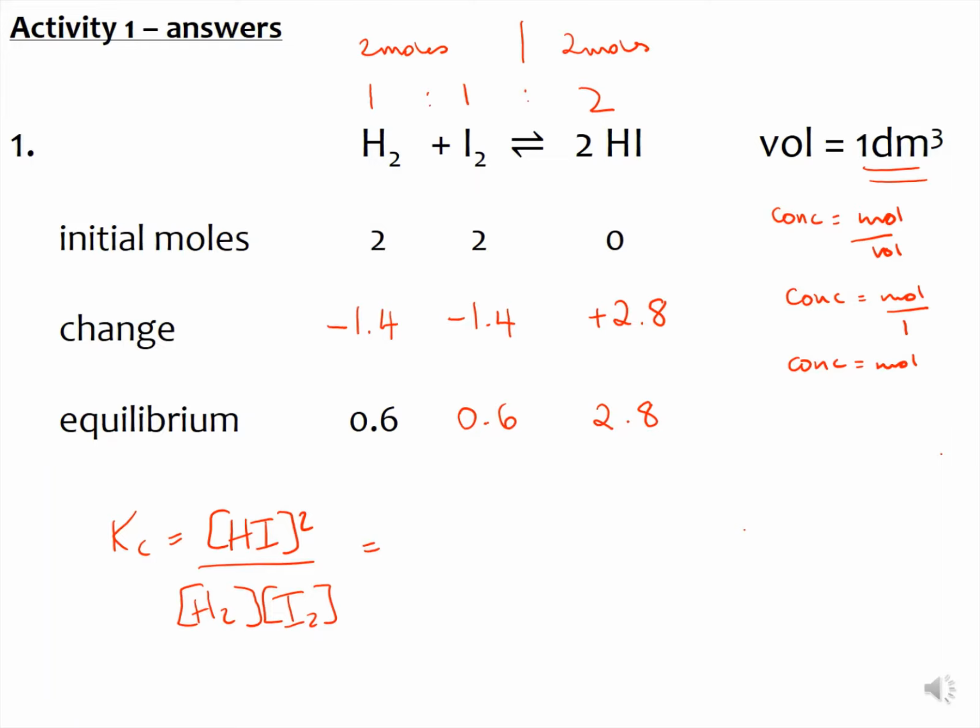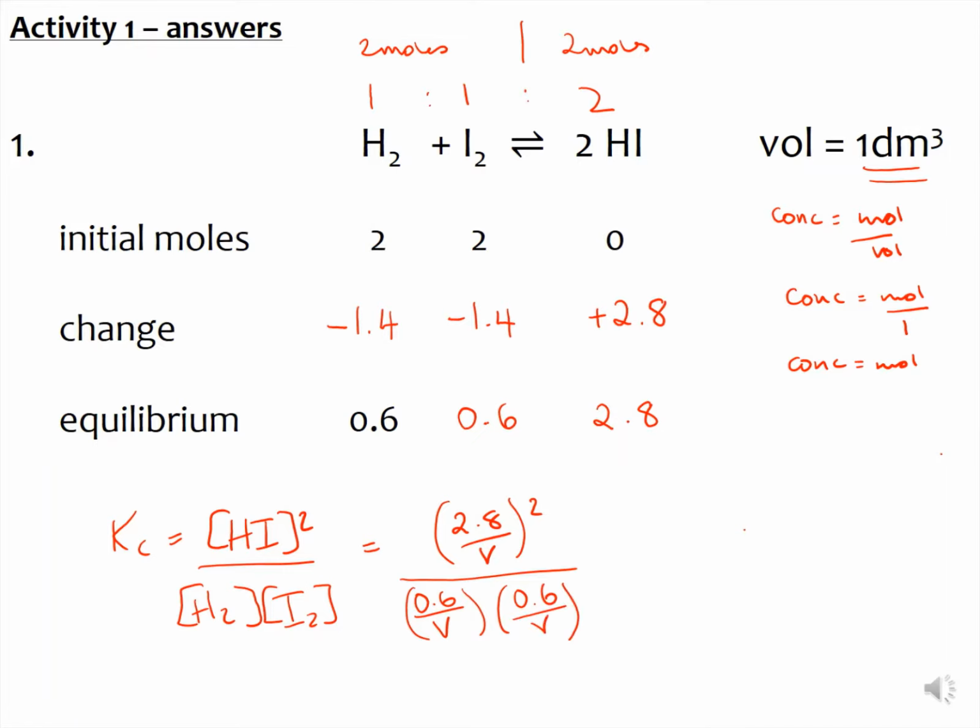So concentration is moles over volume. So our hydrogen iodide is 2.8. That's the moles, divided by volume, which we can call V. That's all squared because it's HI squared in the expression. Then we're going to divide that by the concentration of H2, which is 0.6 moles divided by the volume. And we're going to times that by the concentration of the iodine, which is also 0.6 moles over the volume.